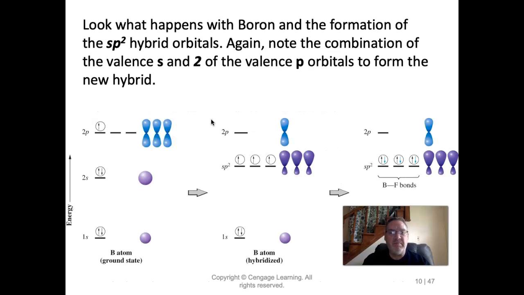Here's boron and the bonding that you see in boron. And they tell us, hey, we're going to use this sp2. So we're going to take this valence s, we're going to take 2 of these valence p orbitals, and we're going to combine them together to form this new hybrid. And then it's this hybrid that forms our bonds.